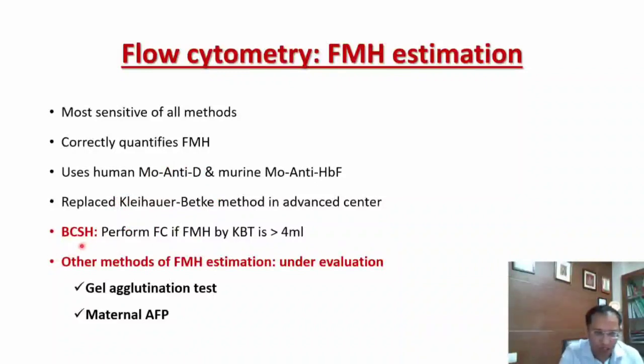BCSH guidelines also say that you should perform flow cytometry if your KB test result is greater than 4 ml. Other methods for estimation are under evaluation, like gel agglutination test and maternal AFP. So we are still a long way from standardizing these tests. Till then, you should know how to do a KB test and a flow cytometry test.